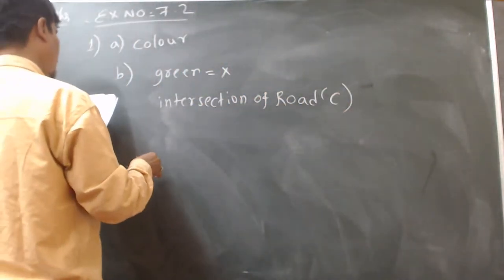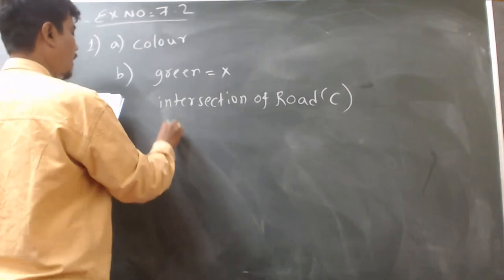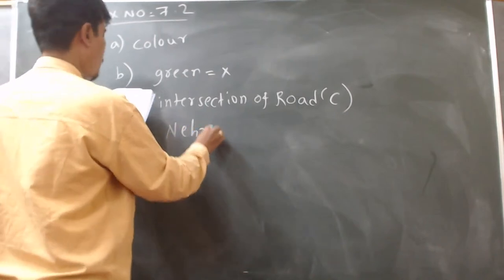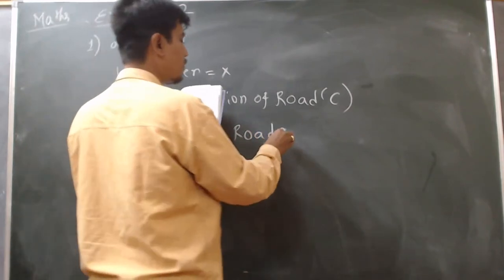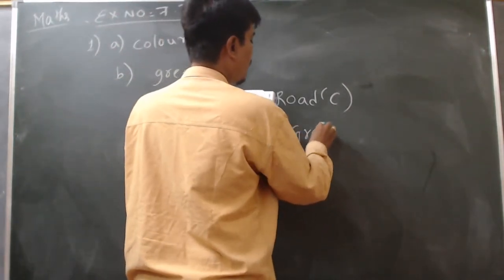Narrow road, green color. Narrow road, Y. So it will be interesting to do this. You have to send it to my WhatsApp after completing.